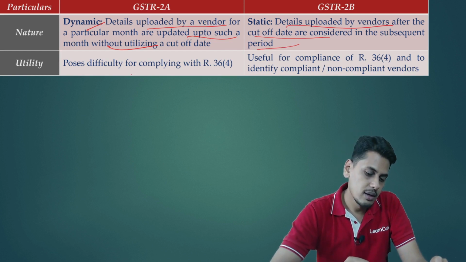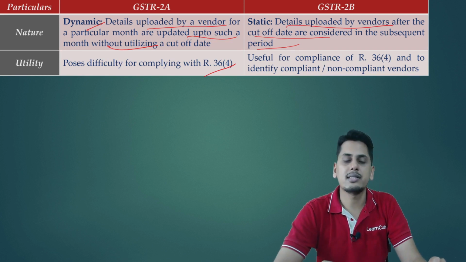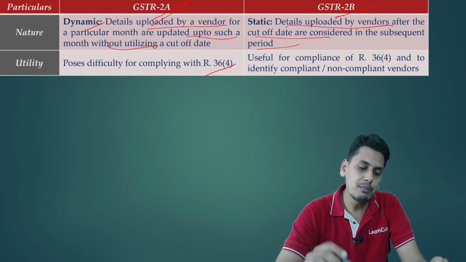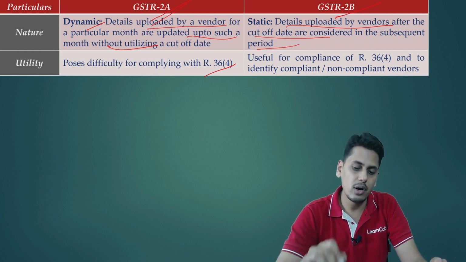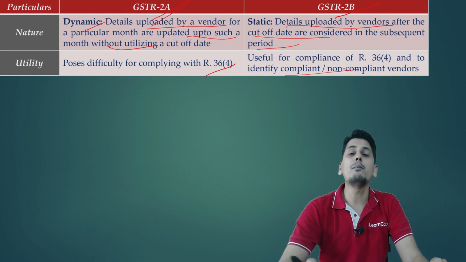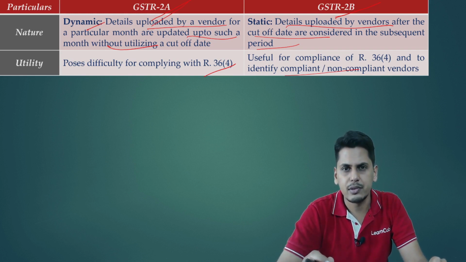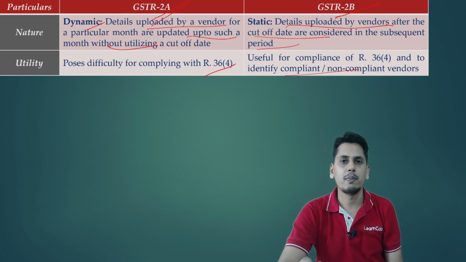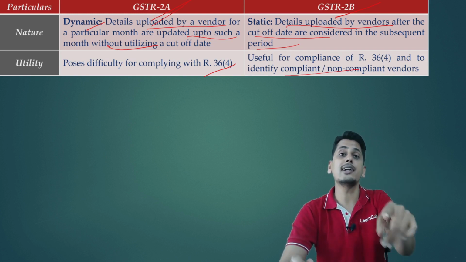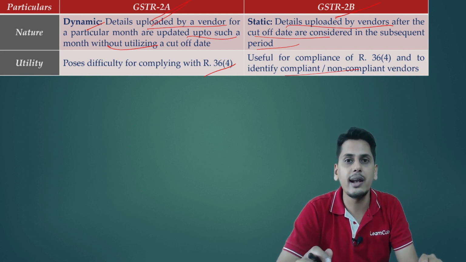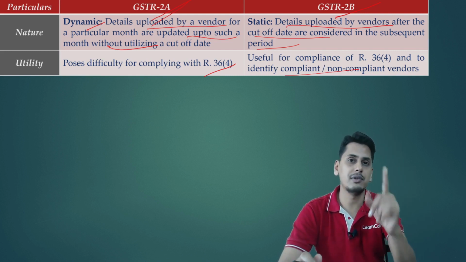What is the utility? One cannot comply with Rule 36 sub rule 4 by following GSTR-2A. However, one can comply with Rule 36 sub rule 4 by following GSTR-2B. One will also get to know who are the compliant and non-compliant vendors, which means that if you are making an inward supply in a particular tax period, and if it is reflecting in the GSTR-2B of the same tax period, it means that your vendor is a compliant assessee. He is filing his returns within the due date.